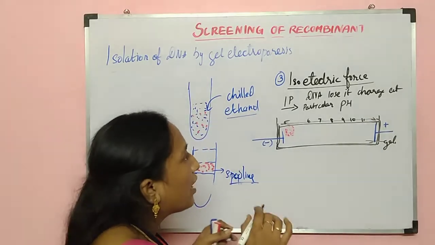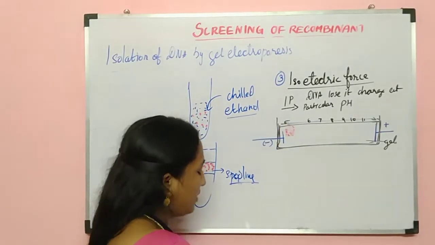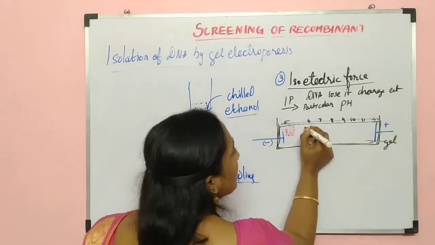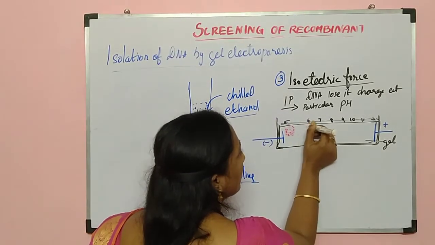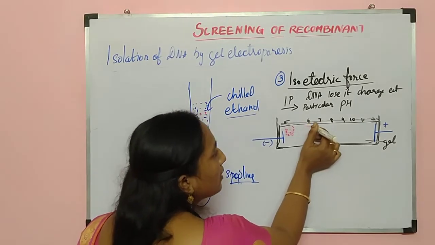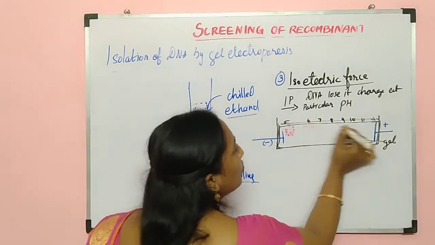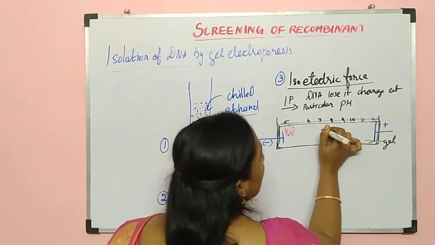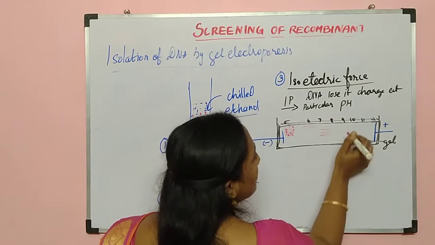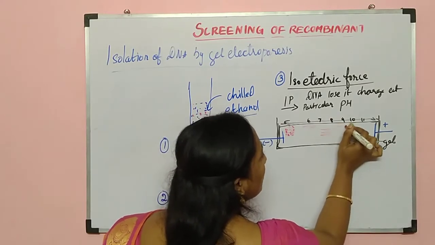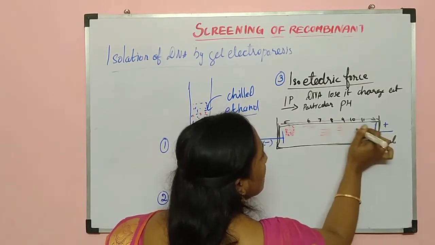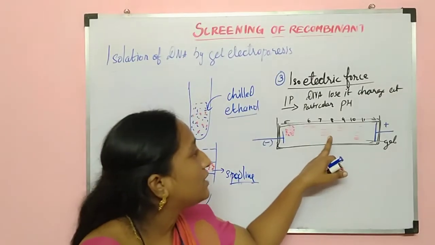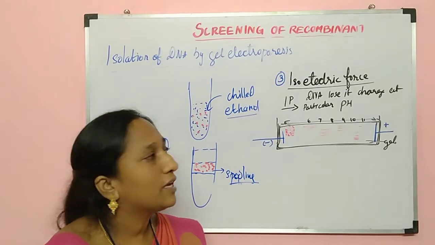If you pour the DNA fragment here, some of the DNA strands lose their charge in this direction, so they will stop here. They couldn't move from here to there. Some will stand here, and some will not move beyond this. So you will get different DNA fragments based on the isoelectric point.